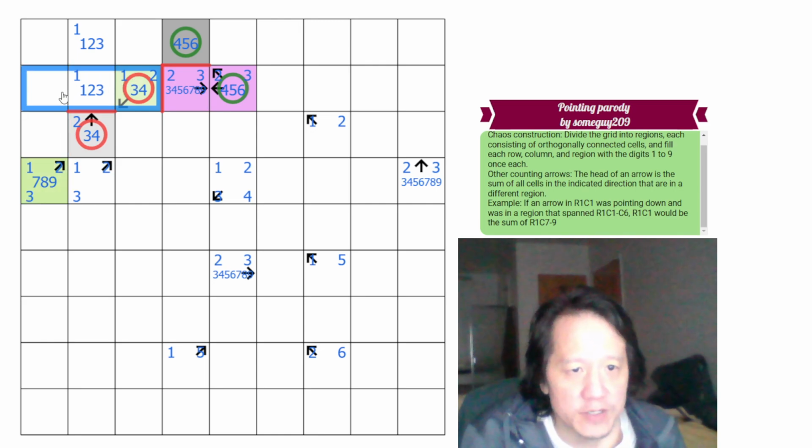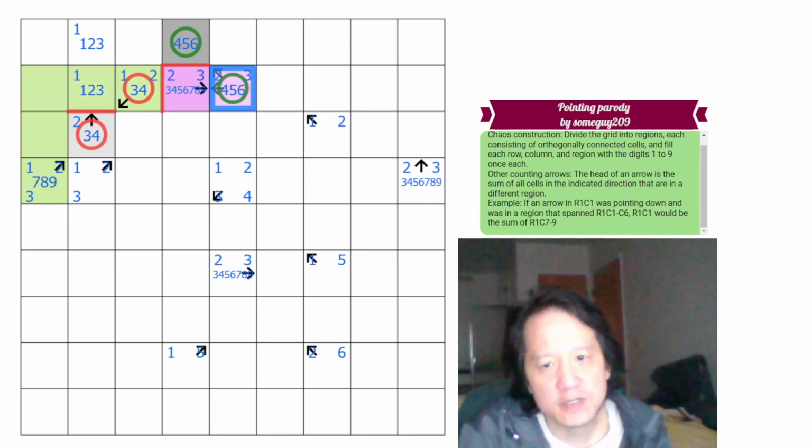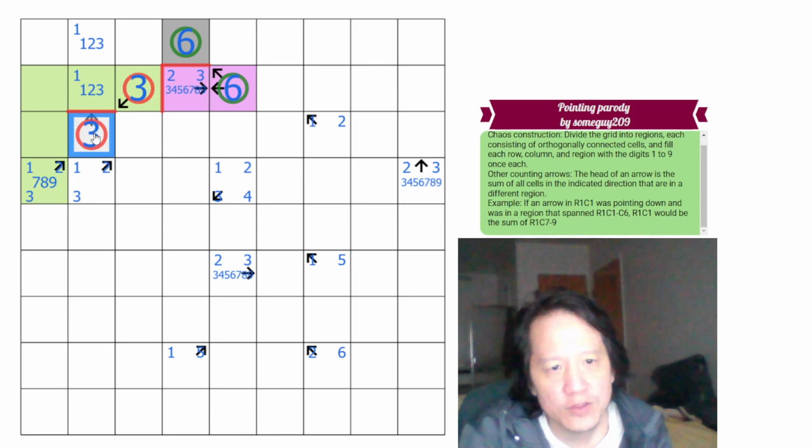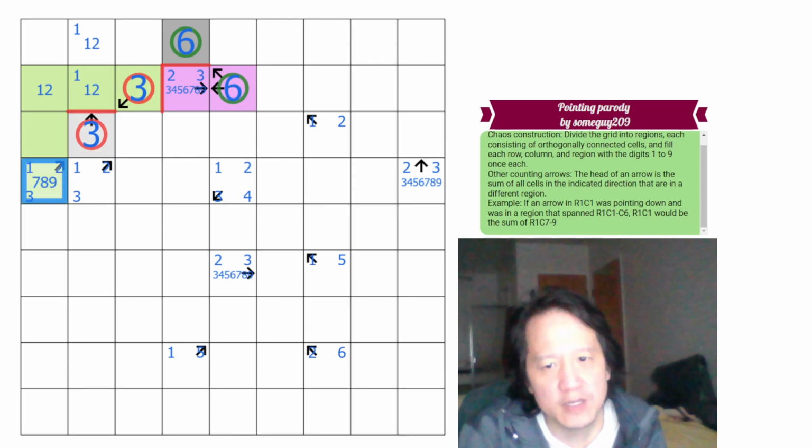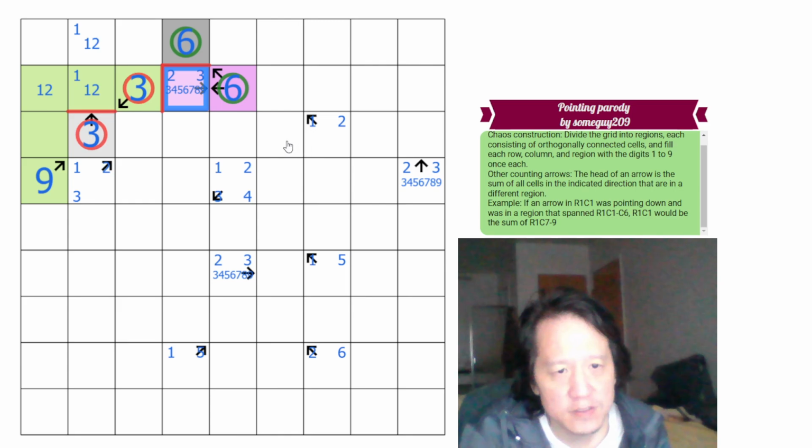Can it go this way is the question, right? If it does go this way, this would have to be 6. So this would be 6, this would be 6. This would have to be 3, 3. This could be a completely different section. So then this would have to be 1, 2, 1, 2. This would obviously be 1, 2. So then this would be 9, if that's the case. So this couldn't be 3 or 6.